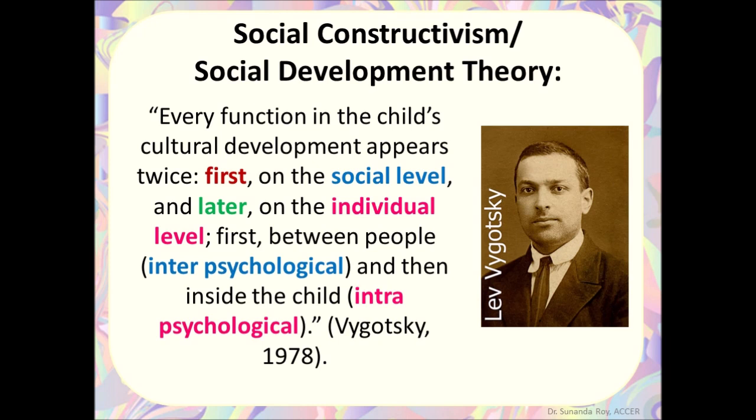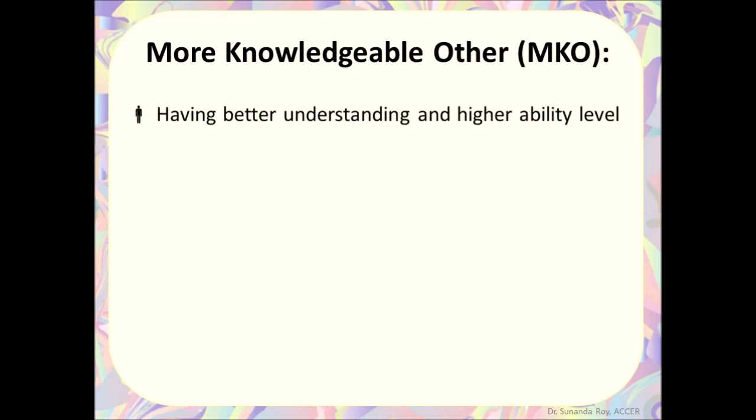Hence, learning takes place at two levels. First, on the social level and later on the individual level. The social constructivist theory consists of many aspects. I will be focusing on two aspects. The first one is the more knowledgeable other, also known as the MKO. This stands for individuals having better understanding and higher ability level than the learner with respect to a particular task, process, or even a concept.